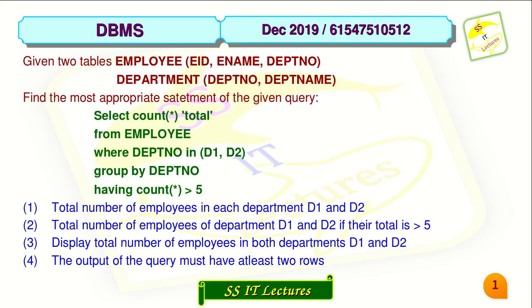Total number of employees in each department D1 and D2, total number of employees of department D1 and D2 if the total is greater than 5. Display total number of employees in both departments D1 and D2. The output of the query must have at least 2 rows.